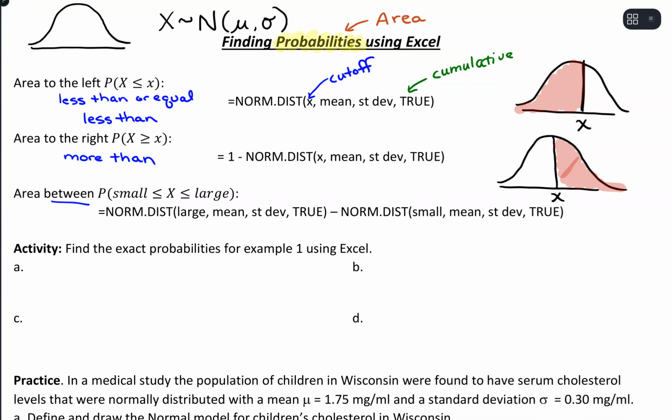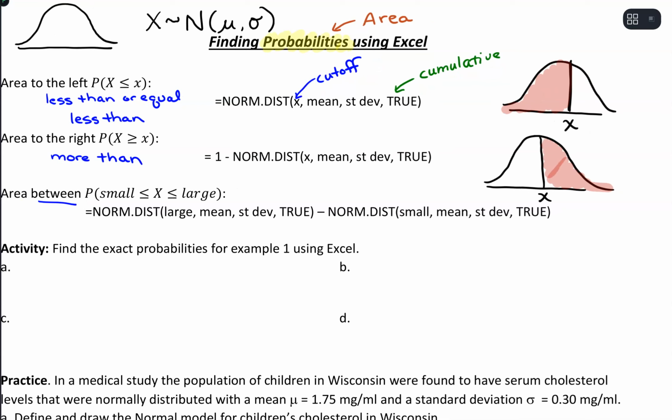And then for this last scenario, I didn't leave myself very much room here, but let's try this out. We're looking between two values. So one value will be small and one value will be large.